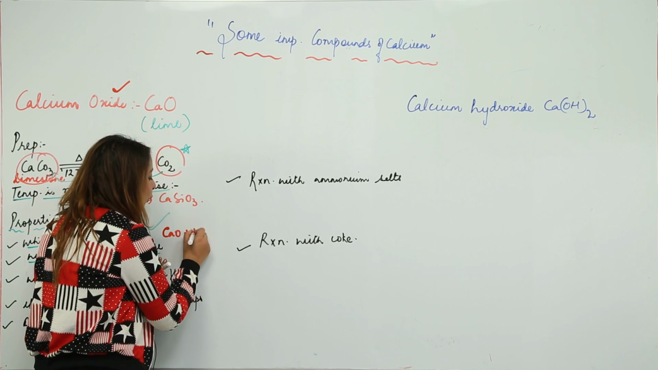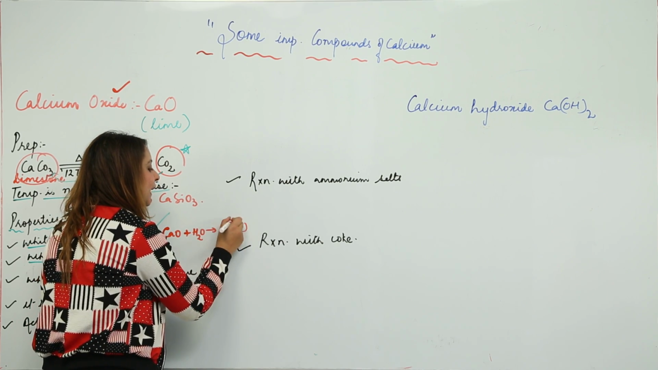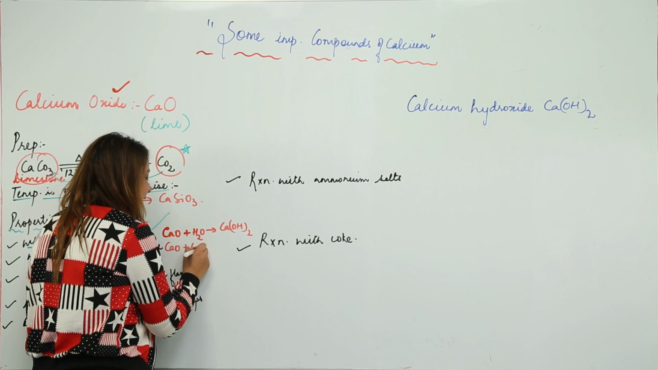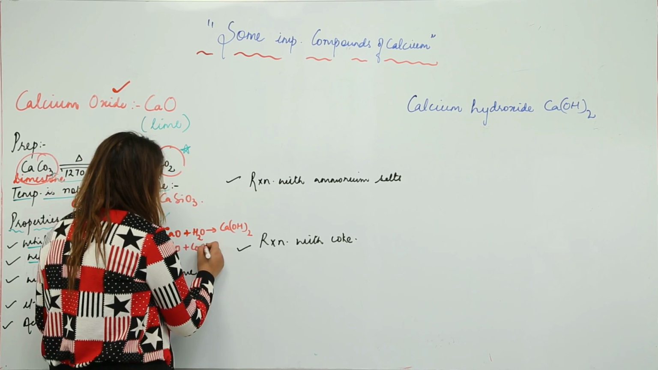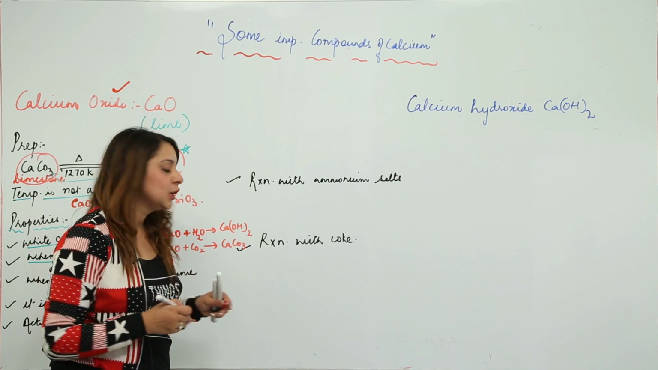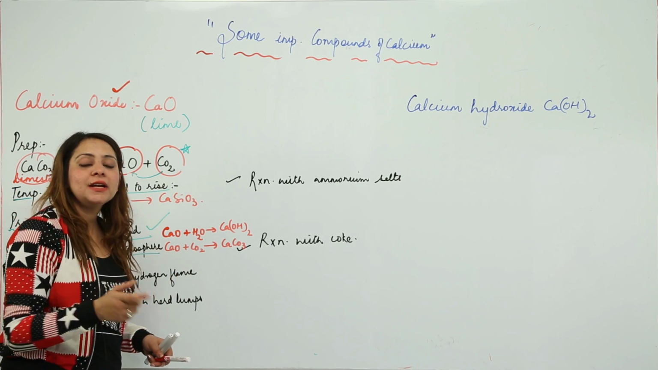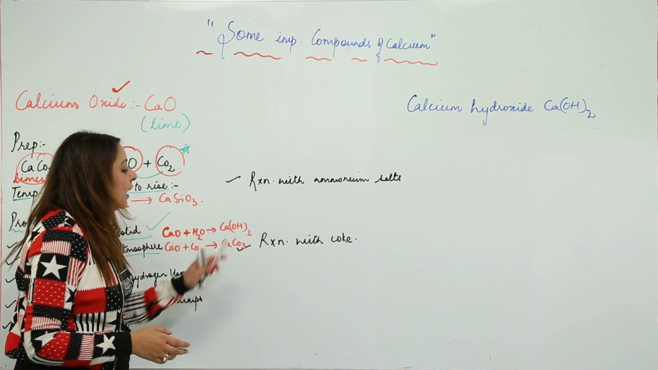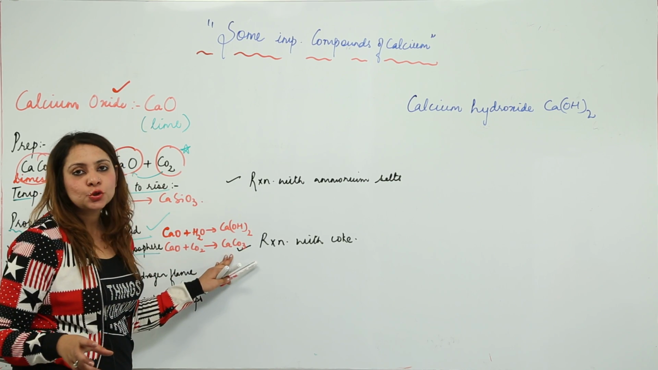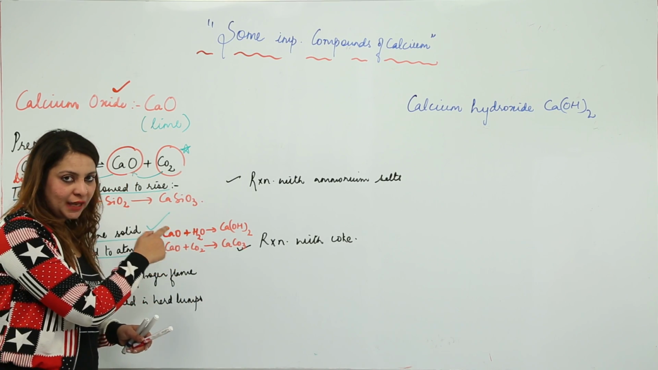When it reacts with moisture present in the atmosphere, it gives rise to calcium hydroxide. And as I told you, it reacts with carbon dioxide also. When it reacts with carbon dioxide, it forms calcium carbonate. So when it is exposed to the atmosphere, it combines with the moisture and carbon dioxide present in the air, giving rise to calcium hydroxide, which is called slaked lime, and limestone, which is calcium carbonate. So this is the reaction when it is exposed to air.